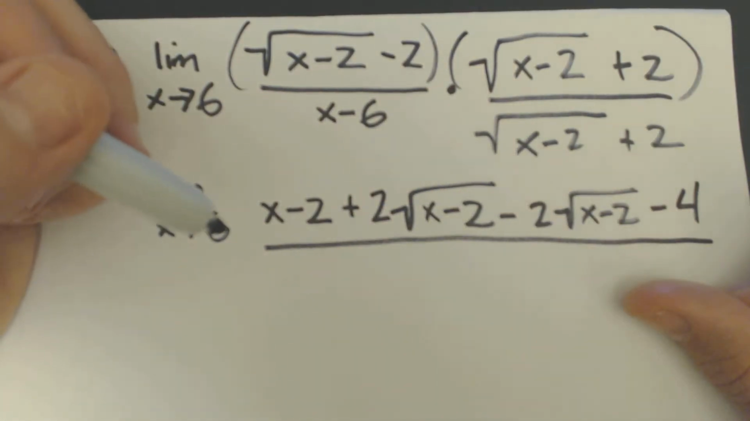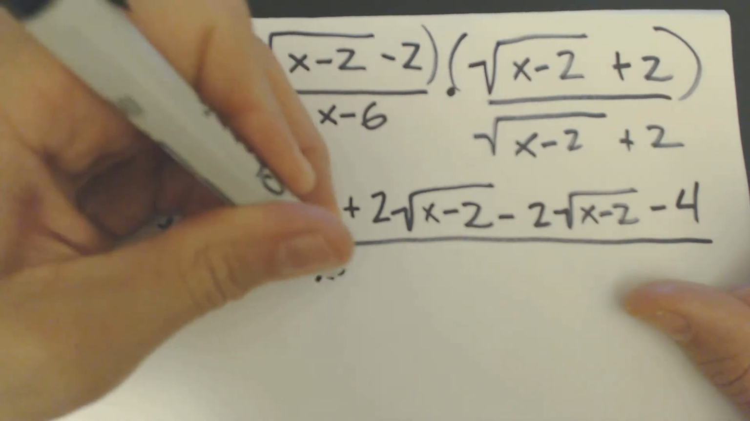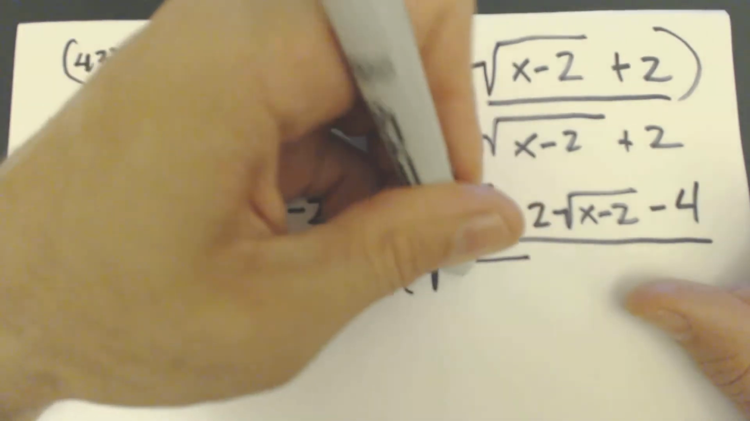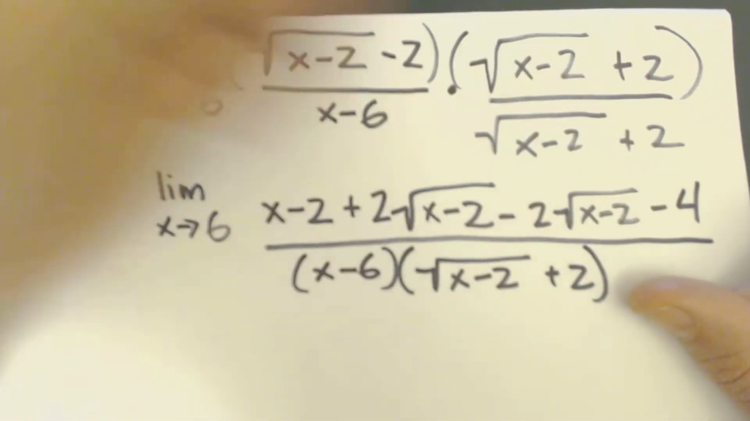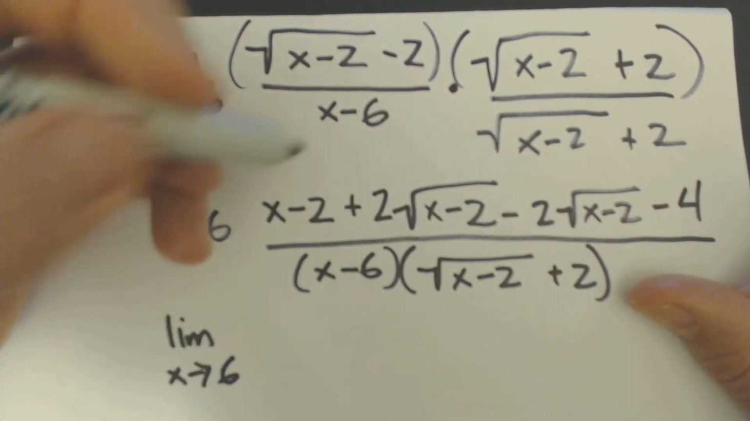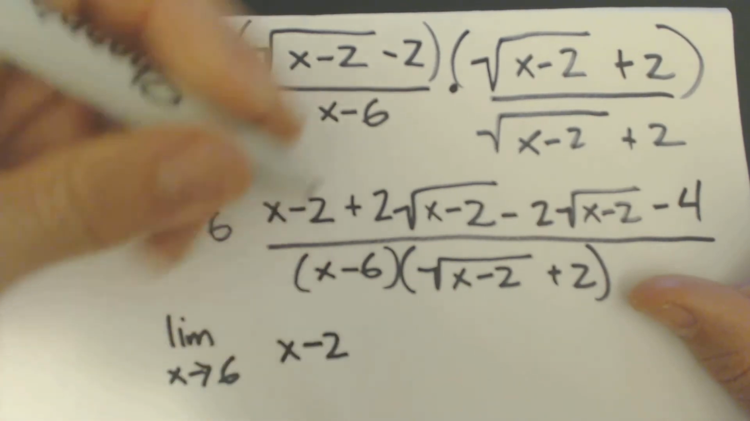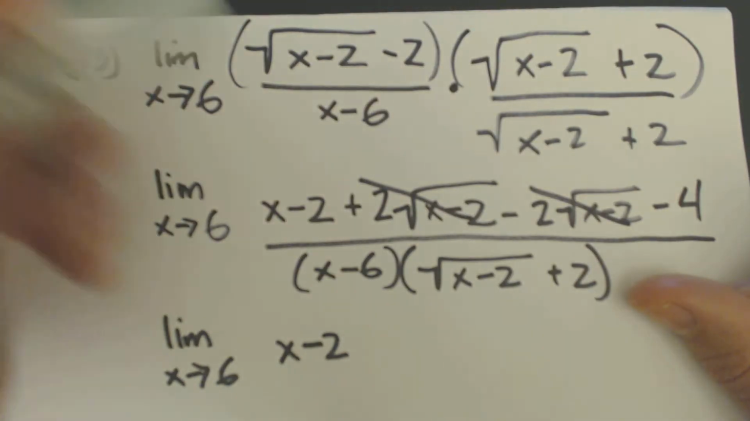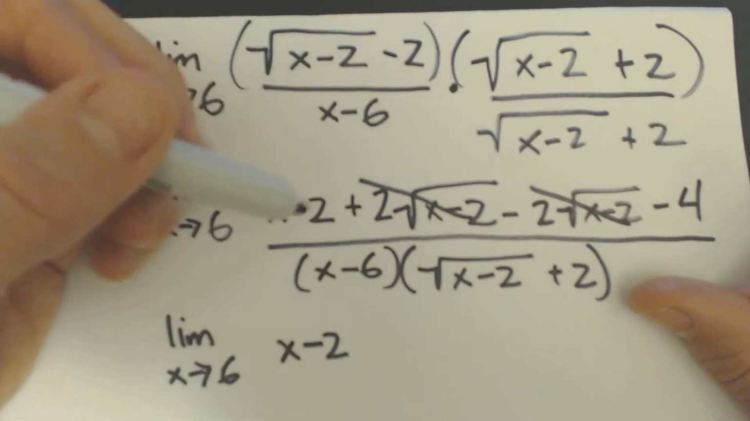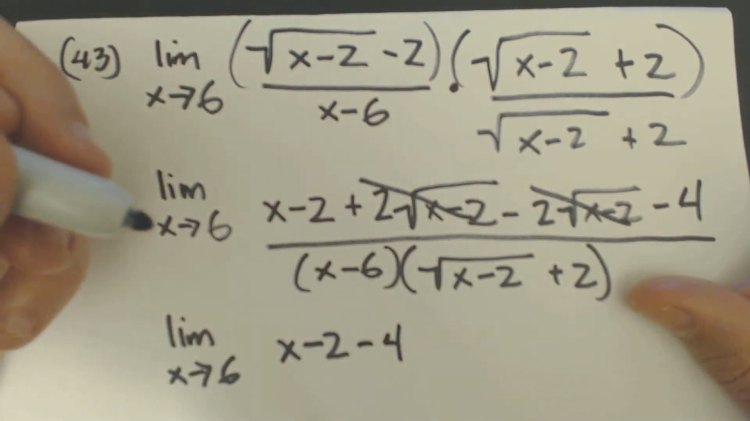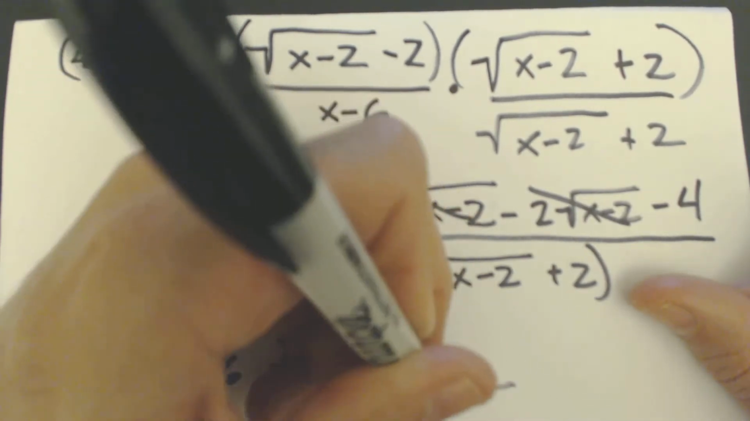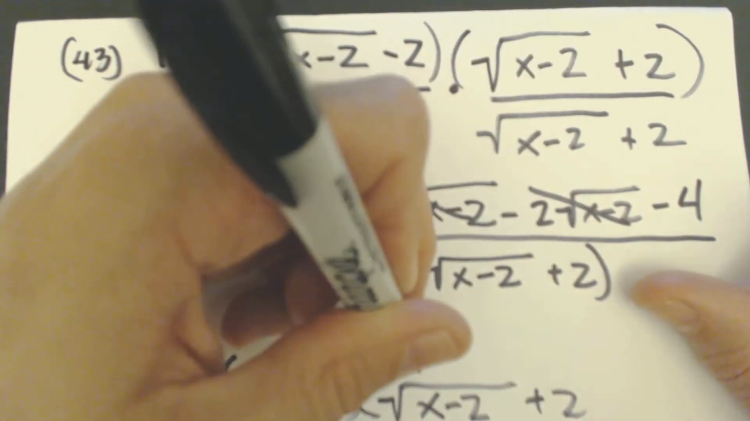And then on the denominator, we're going to have x minus 6 times the square root of x minus 2 plus 2. So the limit as x approaches 6: in the numerator, we're going to have x minus 2. These terms are going to drop out. We have plus 2 times the square root of x minus 2, minus 2 times the square root of x minus 2. And then we have negative 4, over x minus 6 times the square root of x minus 2 plus 2.